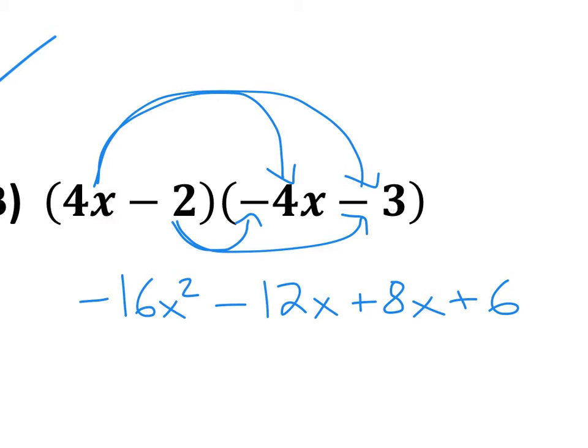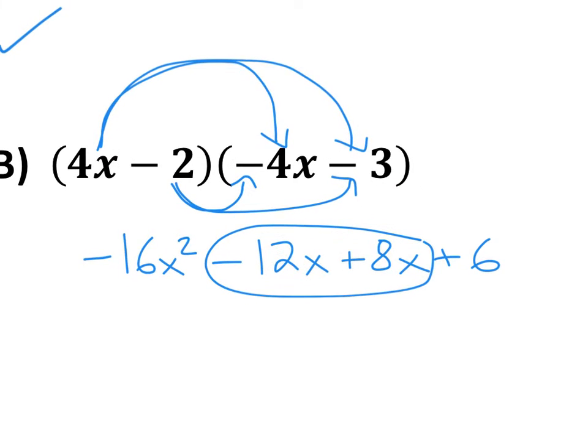The two terms that will go together are the 12 and the 8. So we've got negative 16x squared minus 4x plus 6.